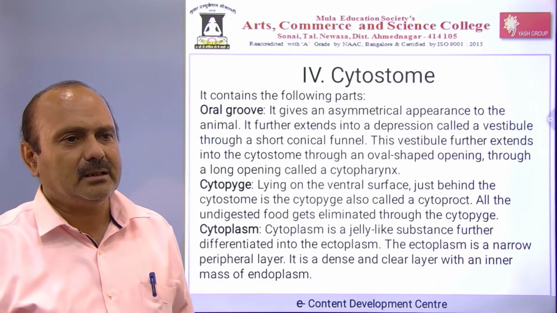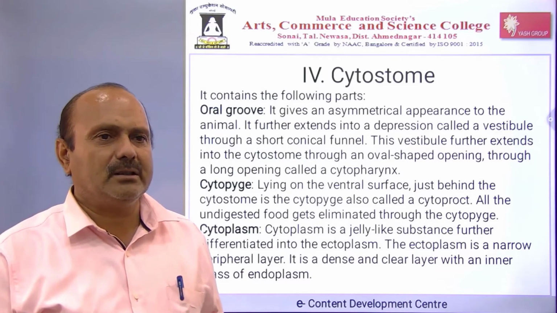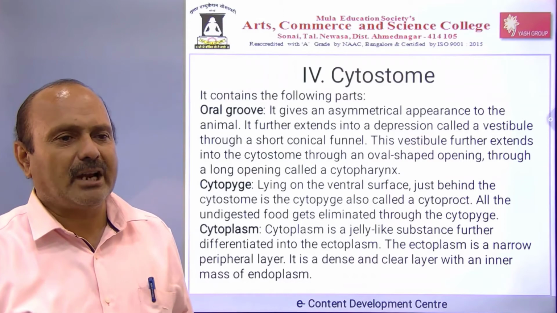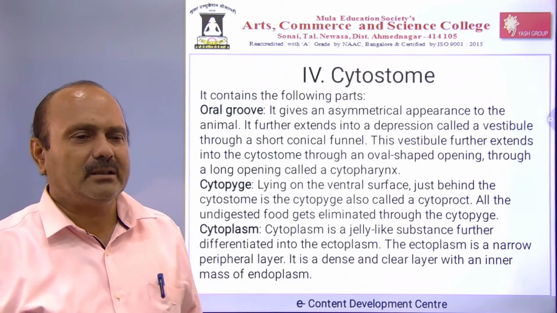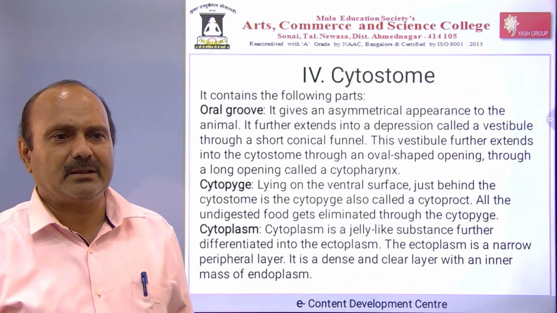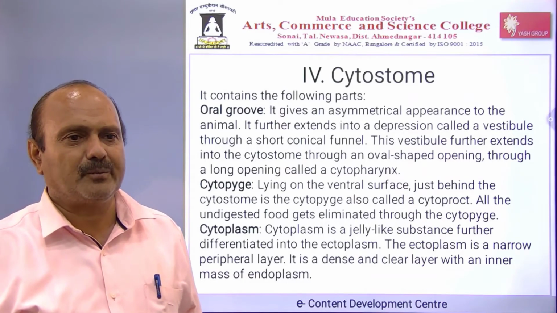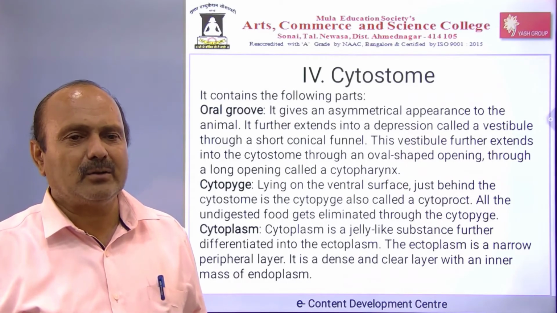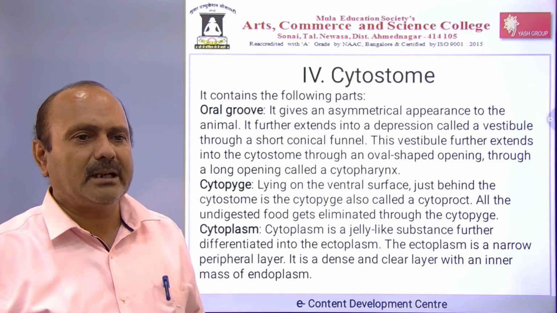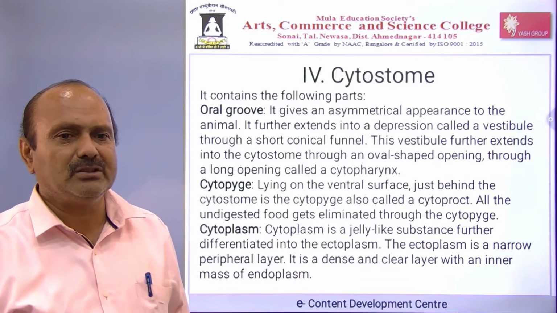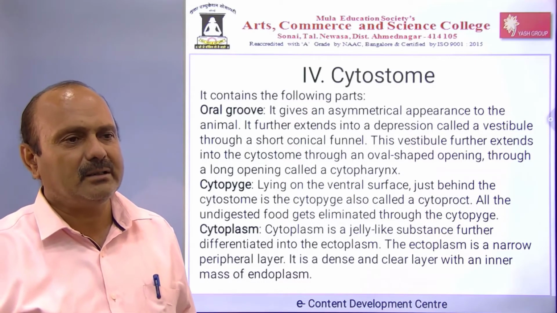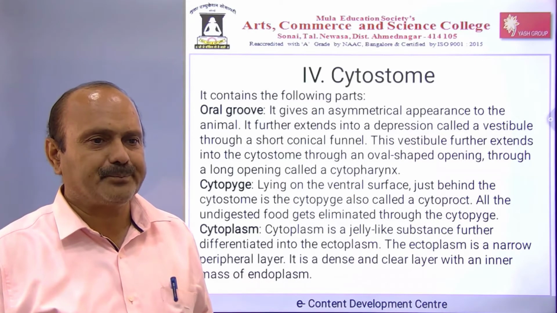There is another opening located on the pellicle called the cytopyge. It is called the temporary anal opening, located on the ventral surface just behind the cytostome. The cytopyge is also called the cytoproct. All undigested food materials are eliminated through this cytopyge opening. So it is called the temporary anal opening.